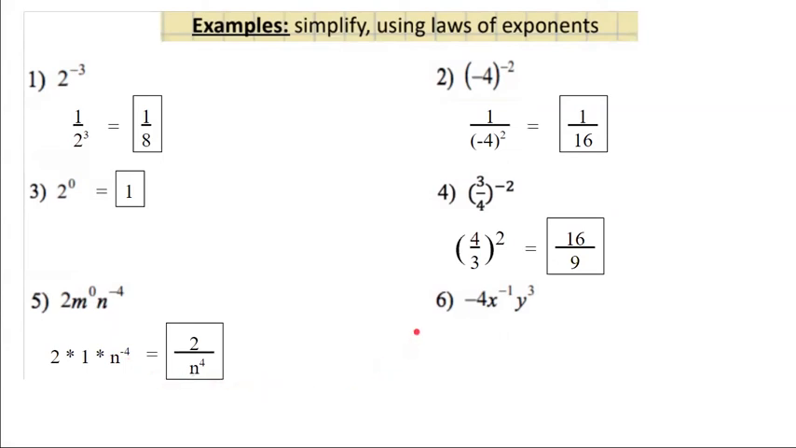Problem 6 is a bit of the same with multiple terms. Again, nothing happens to the negative 4. X to the negative 1 is going to evaluate to 1 over x, and y cubed is just y cubed. It can't be simplified any further. So we'll put everything together, and you've reached the answer of negative 4y cubed over x.